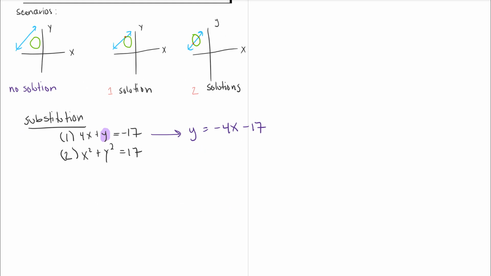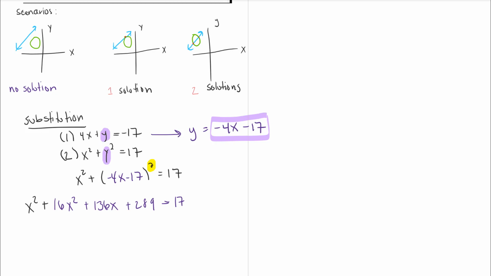So that means that whenever I see a y variable, I know what expression I'm going to be plugging in. Okay? So I have x squared plus, and what I'm plugging in there is negative 4x minus 17, and it's squared, is equal to 17. Because I have this square, I'm going to go ahead and FOIL this out. I'm just going to pause it and do it since I don't want to take up too much time doing this video.